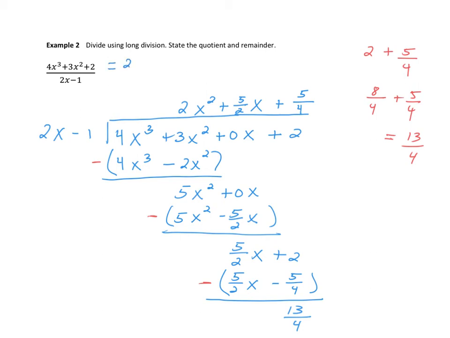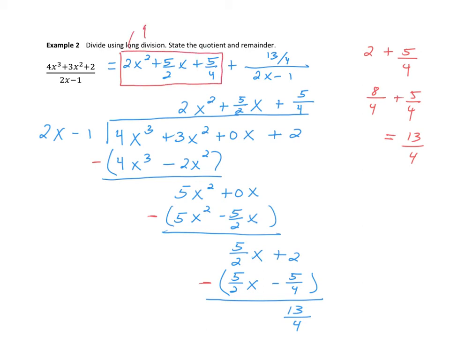The quotient was 2x squared plus 5/2 x plus 5/4, and I have a remainder of 13/4 over 2x minus 1. So a strange answer, but this thing here is the quotient, and this thing here is the remainder.